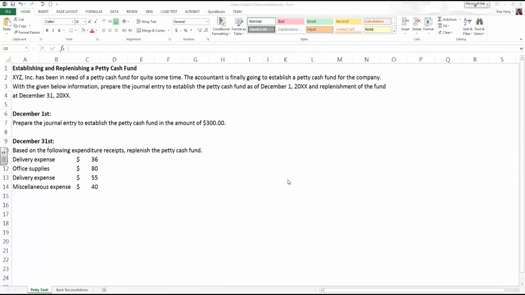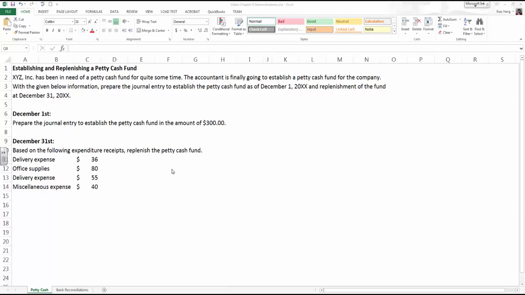This exercise is going to demonstrate the establishing and replenishing of a petty cash fund. So let's go ahead and get started. XYZ Inc. has been in need of a petty cash fund for quite some time. The accounting is finally going to establish a petty cash fund for the company. With the given information, prepare the journal entry to establish the petty cash fund as of December 1st, 2000XX, and replenishment of the fund at December 31st, 2000XX.